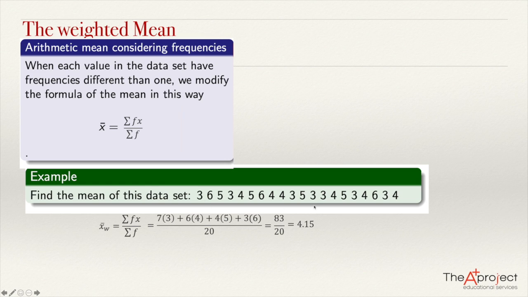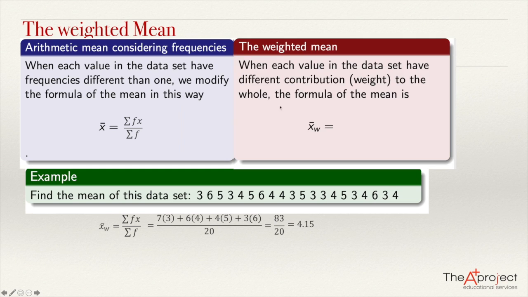But this idea leads to the definition of a weighted mean, because there will be some situations where it's not that the value appears several times. Maybe each value has a different weight, and that's the reason why I prefer to say weighted mean equals the sum of the weight times the value divided by the sum of the weights. In this case, we have different frequencies, we can consider that the frequencies are the weights.